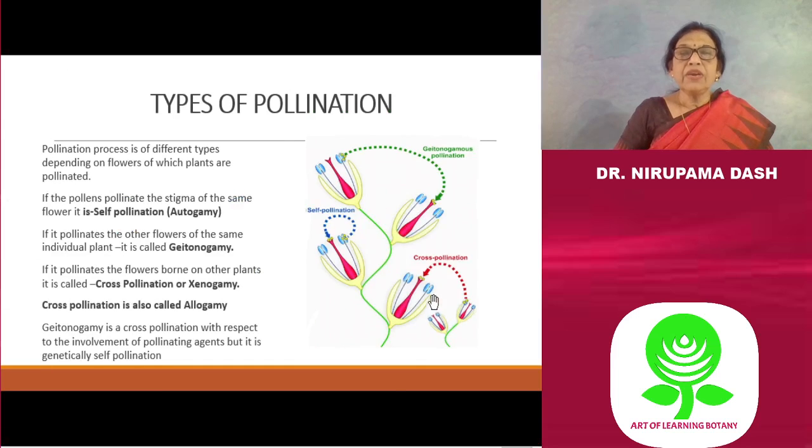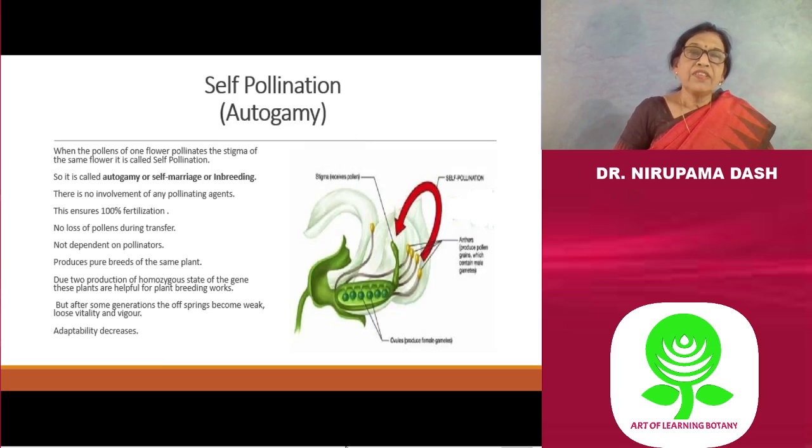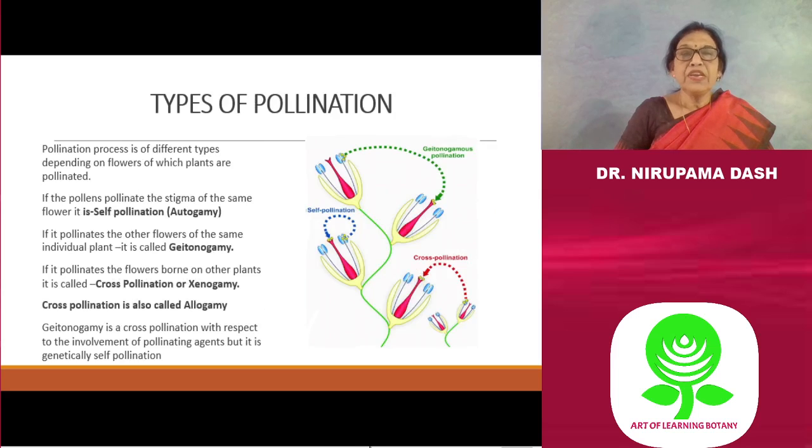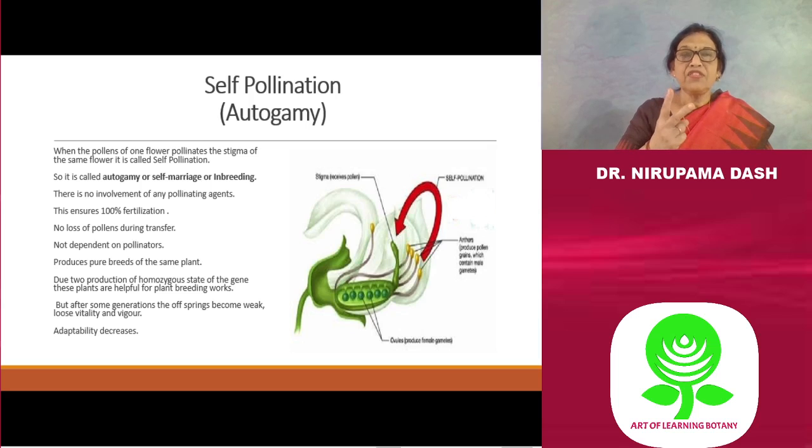Here, I want to clarify some points about this geitonogamy. According to some people, it seems to be a self-pollination, though here you can see the position of the flowers. Due to this distance, it has to depend on an external pollinating agent for pollination. That's why, though it seems to be self, actually it is a cross-pollination. Broadly speaking, there are two types of pollination, self-pollination and cross-pollination.